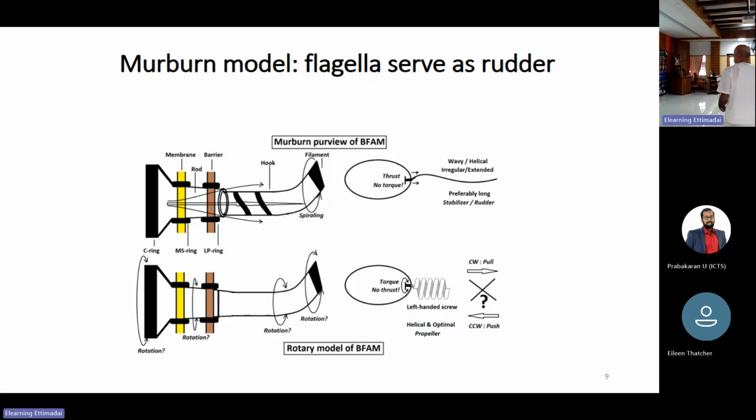Now here is the Moorburn view. Water goes out; there is a lot of hot water produced here that goes out, and this gives an apparent feeling of rotation. That's it. And how does it work? What does a flagellar do?